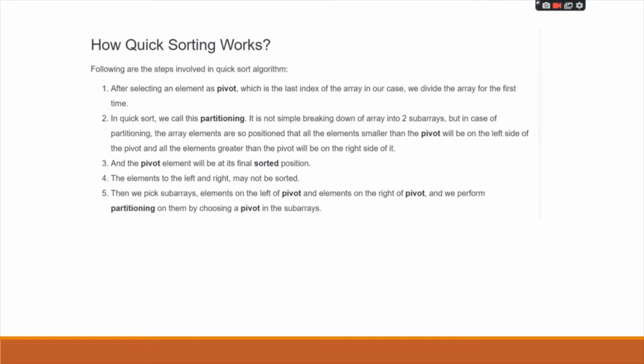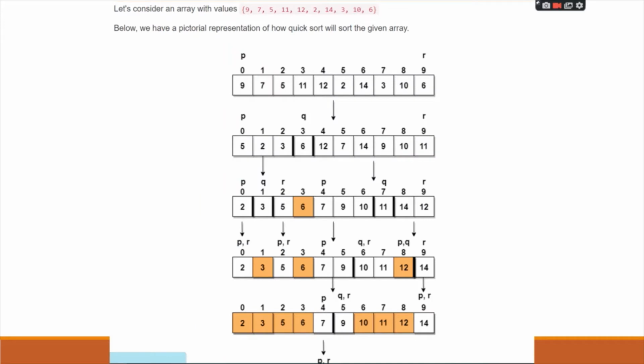The elements to the left and right may not be sorted among themselves, which we'll see in the next example. Then we pick the sub-arrays, the elements on the left of the pivot and the elements on the right of the pivot. We perform the same partitioning on them by choosing a pivot in those two sub-arrays. You might have an image in mind right now, so we'll be discussing this in detail.